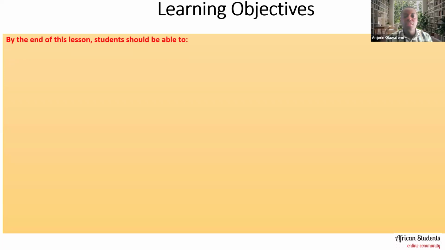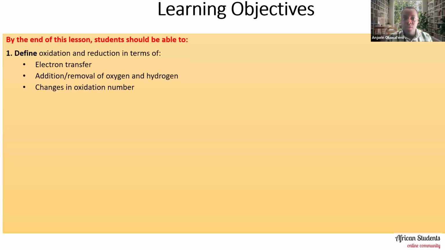By the end of this lesson, students should be able to, number one, define oxidation and reduction in terms of electron transfer, addition or removal of oxygen and hydrogen, and changes in oxidation number. So this is the first thing that you should be able to do by the end of this lesson.